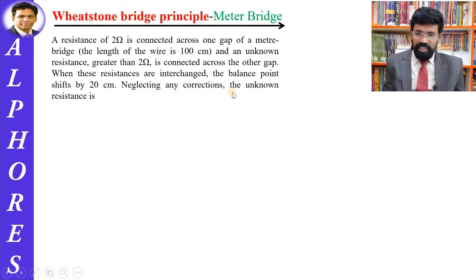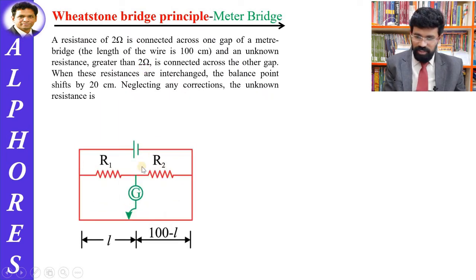Now, neglecting any corrections, end corrections, what is the unknown resistance, which is greater than 2 ohms? We have to find that out. So let us see how it can be solved. So this is the circuit diagram.